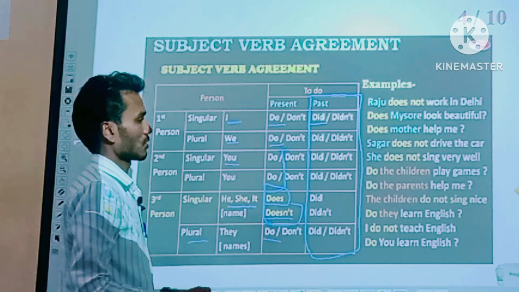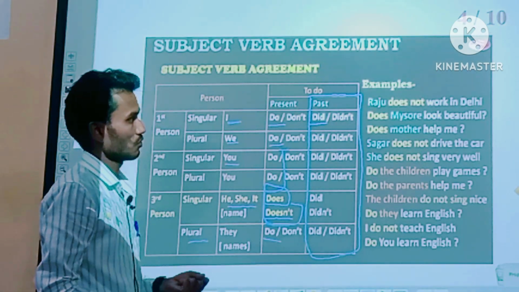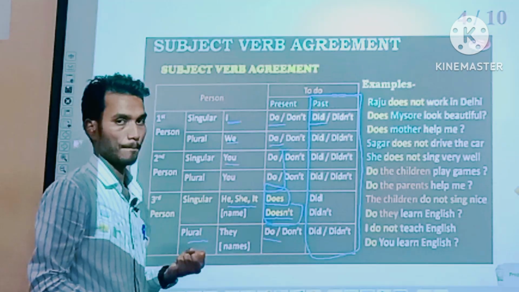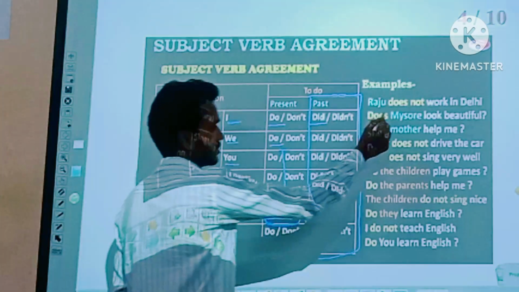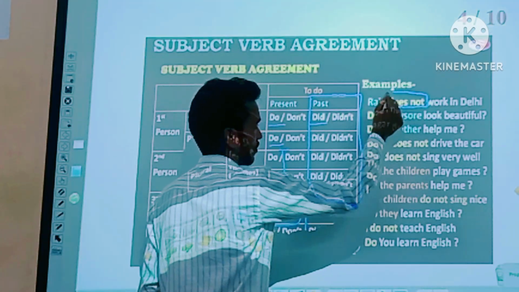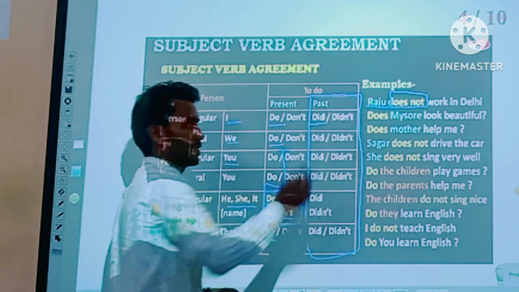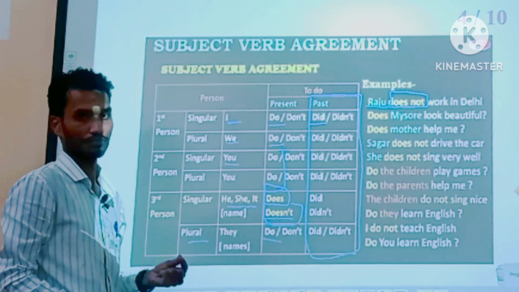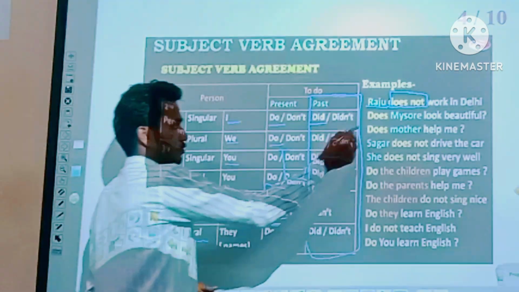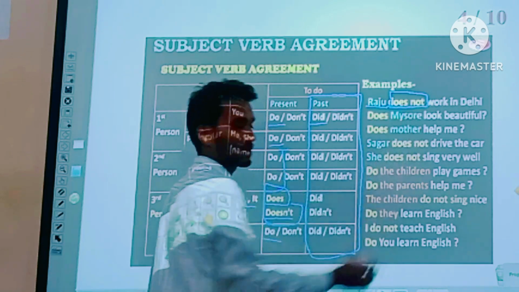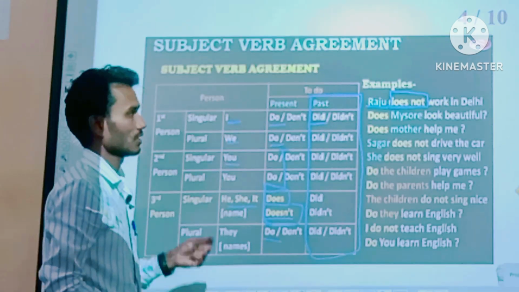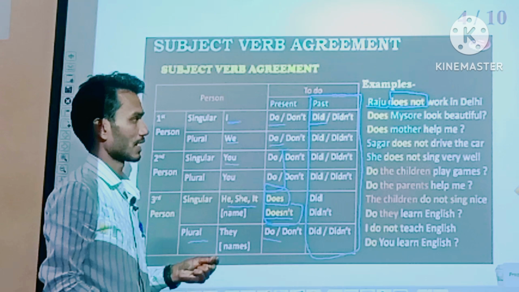Here we have some more examples. Raju does not work in Delhi. Here, does not. Do form does not. Here the subject is singular, Raju, right? That's why the do form does, a singular verb, is used, right?